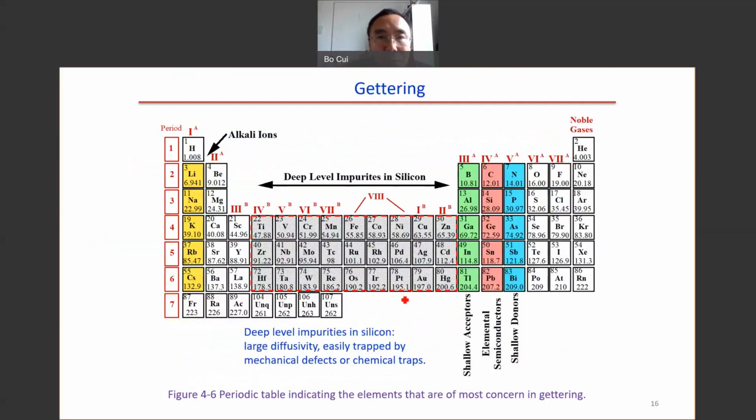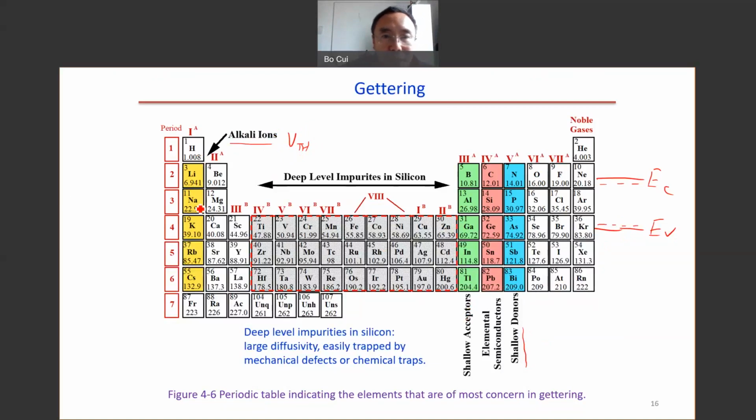So here are the impurities. Those are the shallow acceptors and the shallow donors. This is what we want for the doping. Shallow means here. This is the conduction band, and this is the valence band. This is the shallow donor, very close to the conduction band. This one is also shallow, very close to the valence band. This is the acceptor. This is what we want. And those alkali ions are very bad. Alkali ions will shift the threshold voltage of the transistor.